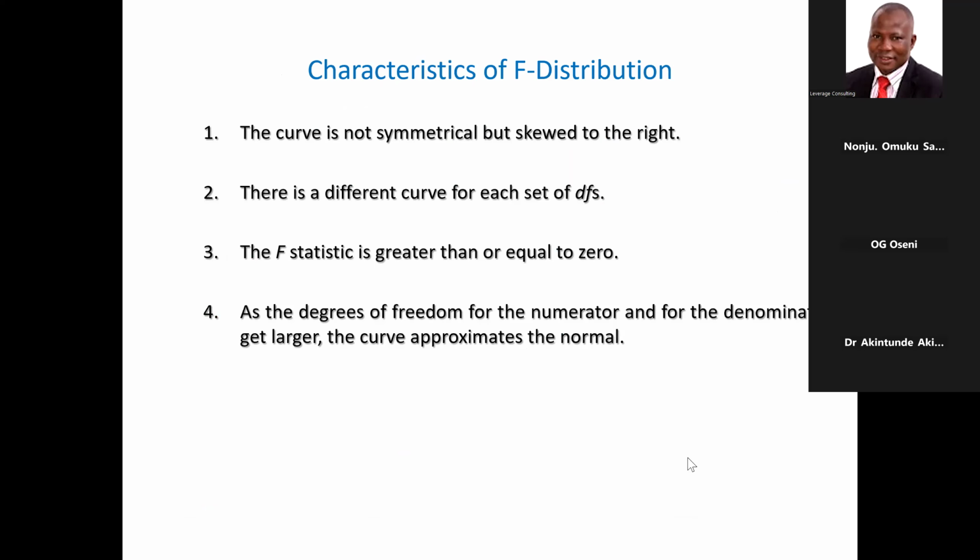Yes, the F statistic is greater than or equal to 0. So it's like chi-square, there's no negative side. Unlike the t and normal distribution, which is the Z distribution, where we have a negative side and a positive side, the chi-square and F distributions have no negative side because they are skewed to the right. So it starts from 0. Then as the degrees of freedom for the numerator and for the denominator get larger, the curve approximates the normal distribution.